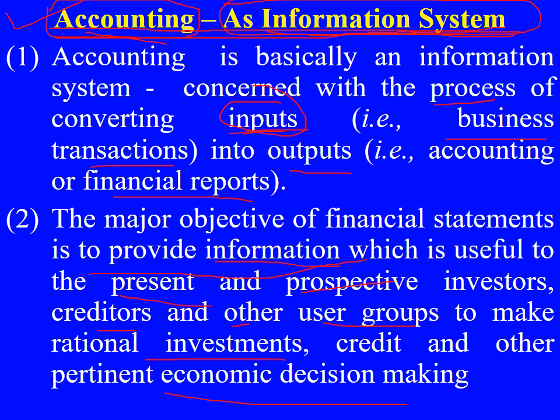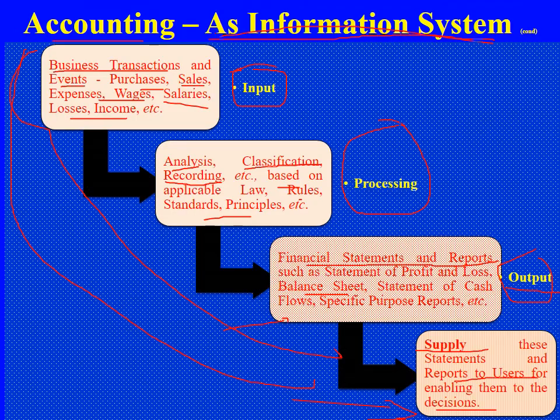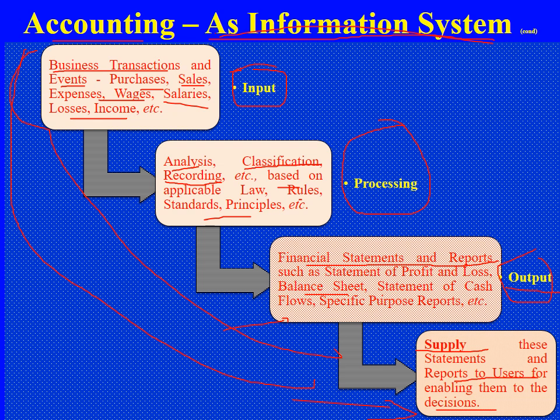The major objective of financial statements is to provide information which is useful to present as well as prospective investors, creditors and other users, in order to take economic decisions. Such financial information is supplied through accounting only, by processing the inputs. Hence, accounting has been termed the accounting information system. See here, you can clearly get an idea about why accounting has been termed an information system.